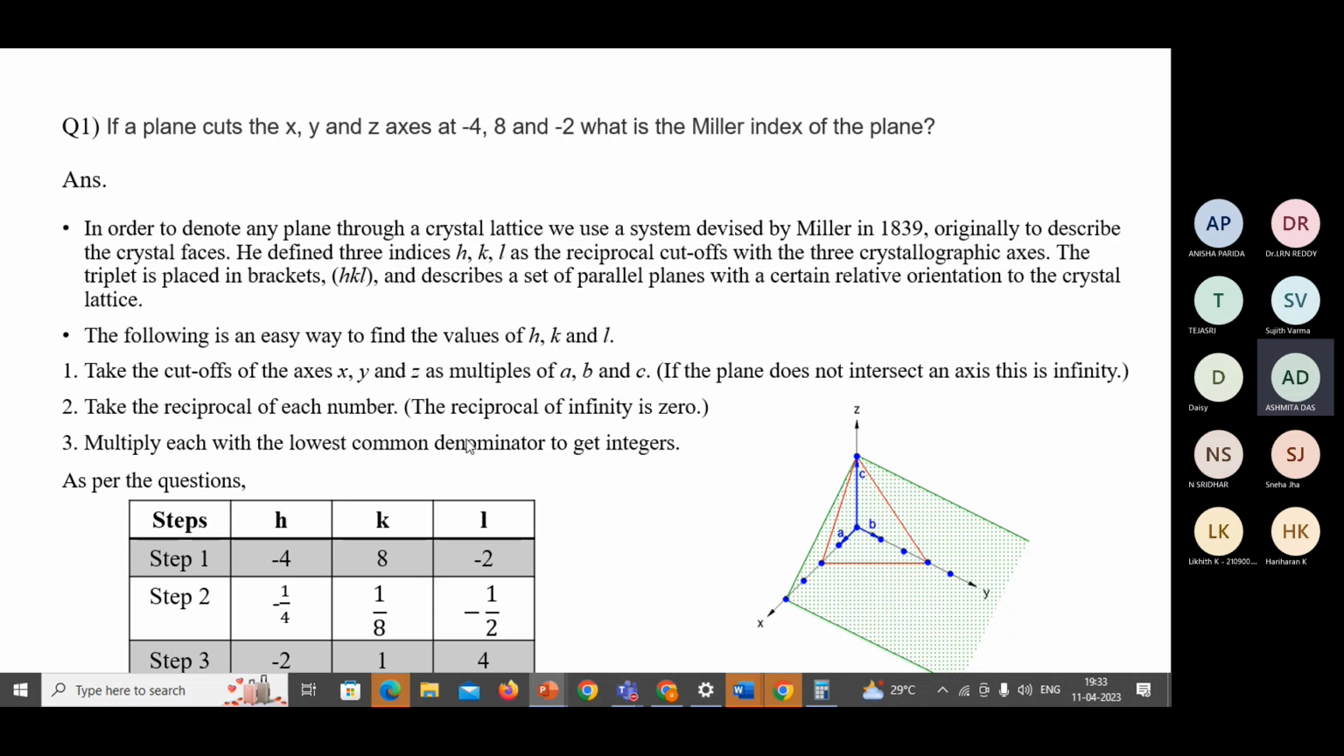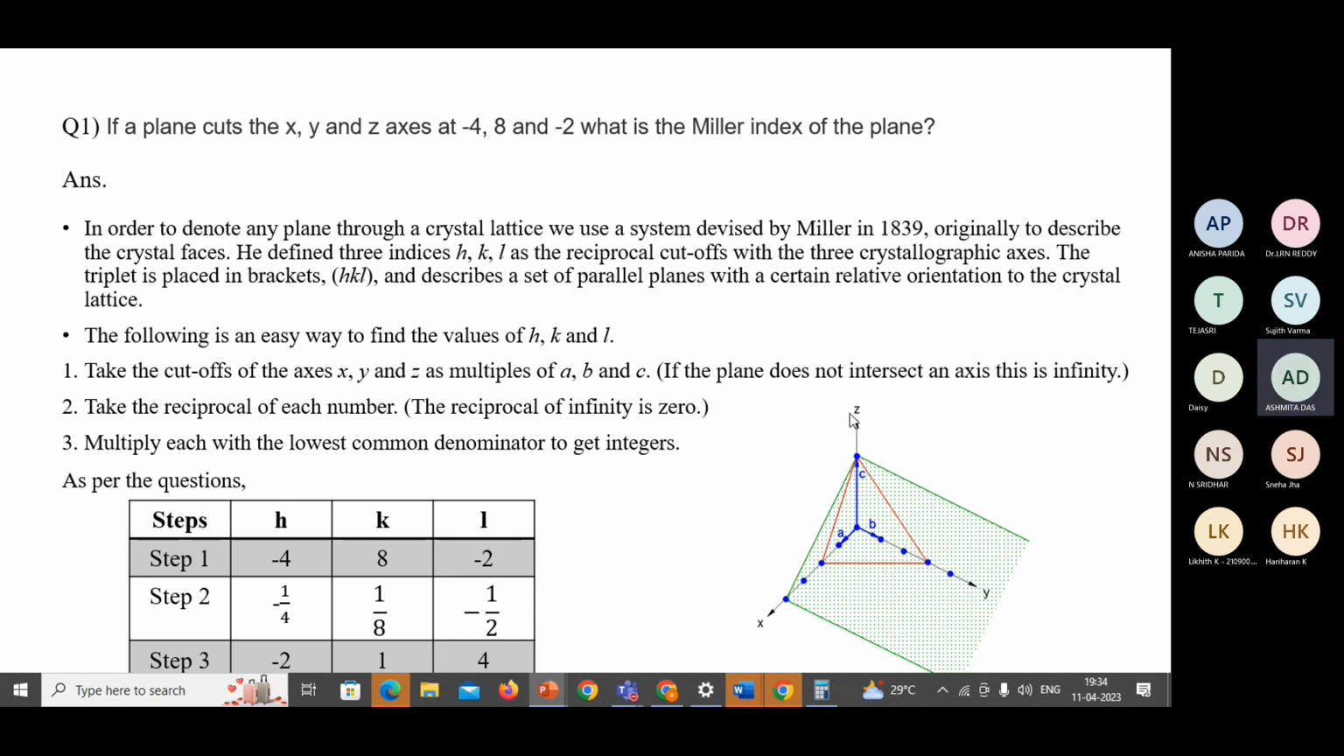When it is given in single first bracket, it denotes the planes. In order to denote any plane through the crystal lattice, we can use the Miller indices system. It describes the crystal faces. It defines the three indices H, K, L as the reciprocal cutoff with the three crystallographic axes. The triplet is placed in the brackets, that is HKL, and describes a set of parallel planes with certain relative orientation to the crystal lattice.